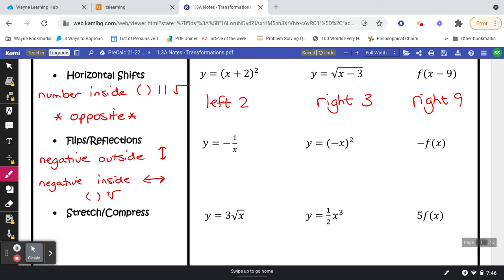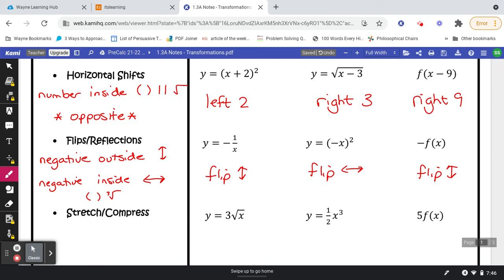So on this first one, y equals negative 1 over x, that is going to be a flip up down. That negative is considered to be on the outside, as opposed to the next one where you can see the negative is on the inside of the parentheses. That one's going to flip it right to left. The last one, our general function f of x, the negative is on the outside, so it's going to flip up down.